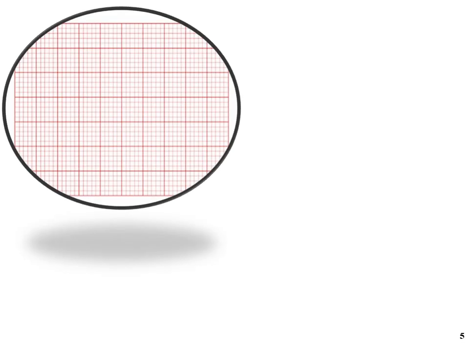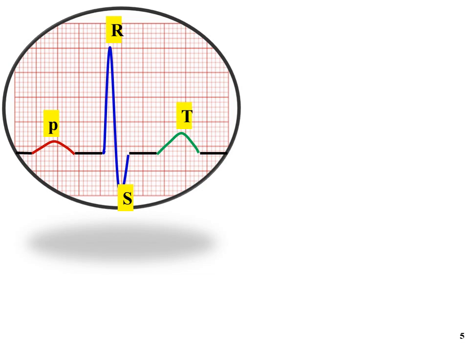Let's take examples. This is P. The first positive wave after P, we will call it R, even if there is no Q. Here we have no negative wave after the P, so Q does not have to appear. After R, the first negative wave, we call it the S wave. And this is the T wave.